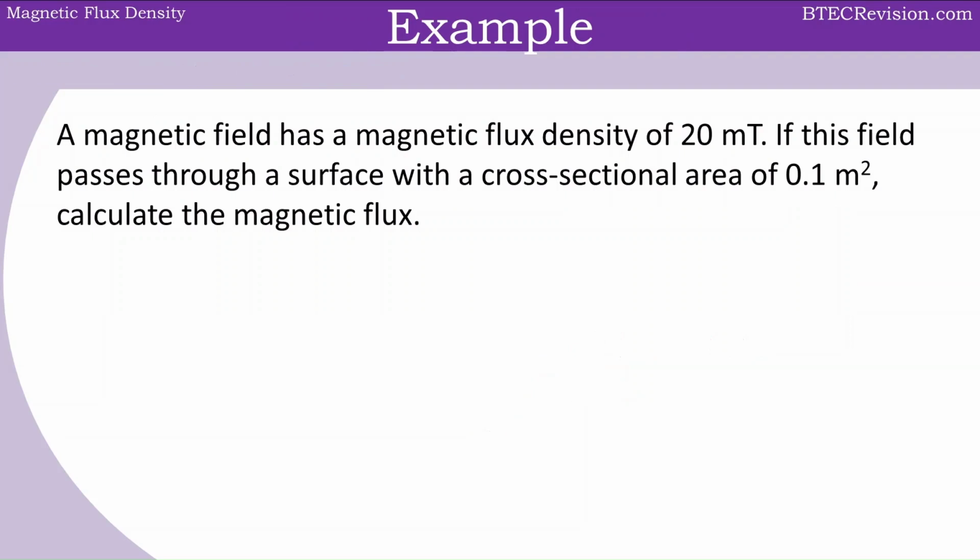Let's look at an example. A magnetic field has a magnetic flux density of 20 millitesla. If this field passes through a surface with a cross-sectional area of 0.1 meters squared, calculate the magnetic flux. We can start by writing down our equation, B equals phi divided by A. And we know B, which is 20 millitesla, so that's 20 times 10 to the power of minus 3, divided by an area, 0.1. And that would give us a value of 20 times 10 to the power of minus 2. And the unit would be Tesla.